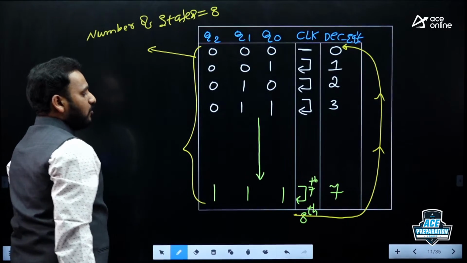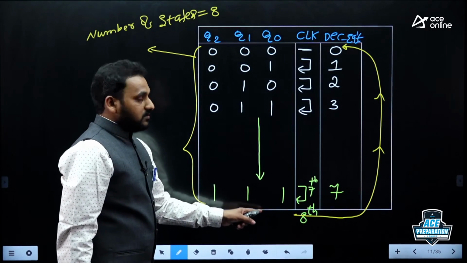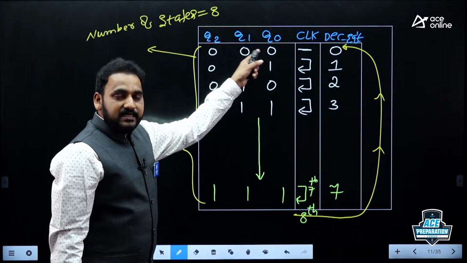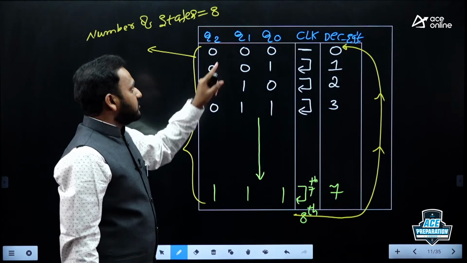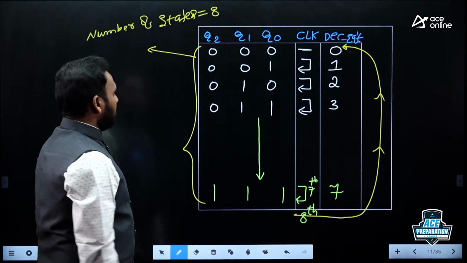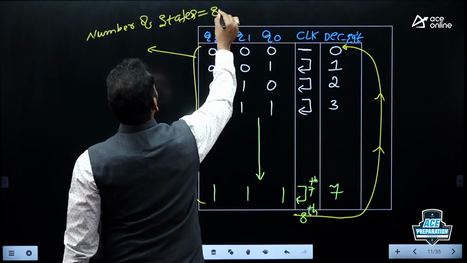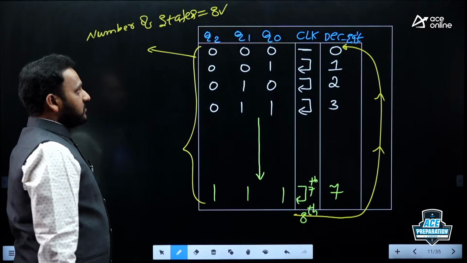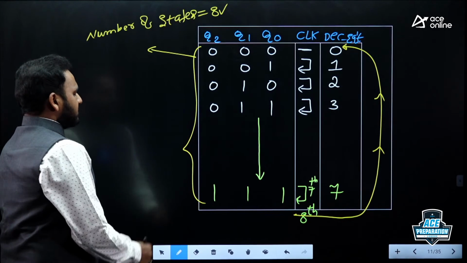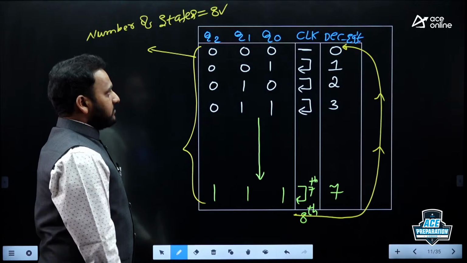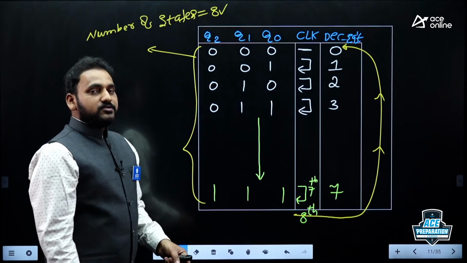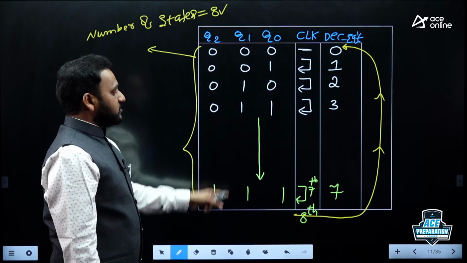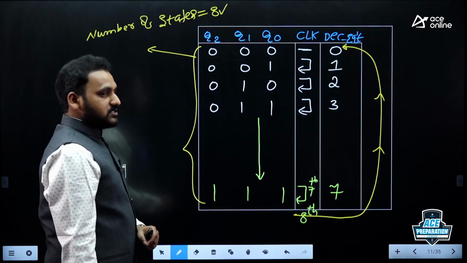Sir, 7 is the highest magnitude. No, 0 is also a state. Initially, all zeros is also one state. So, zeros to all ones, total modulus number is 8. 8 states, that is the reason I can say the modulus number of this counter is 8. What exactly is the meaning of modulus number? Very simple. The number of states produced by the counter in its count sequence, that's it.